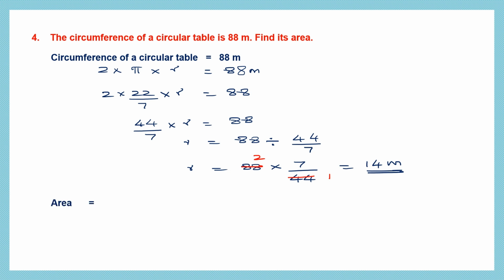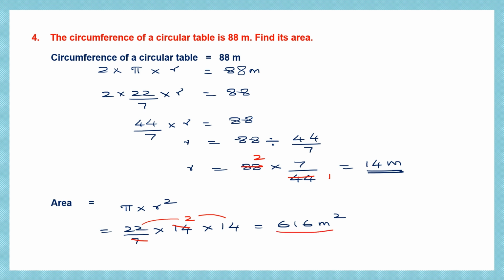Now we can find the area. So area is equal to pi r square. That means pi into r square. And pi is 22 by 7 and r is 14, and r square means 14 into 14. So here we can cancel 7 twos are 14. Now we just have to multiply 22 into 2 is 44, 44 into 14 and that is 616. Since we are finding the area, it is 616 meters square. So we have found the area of this circular table, 616 meters square, and this is our answer.